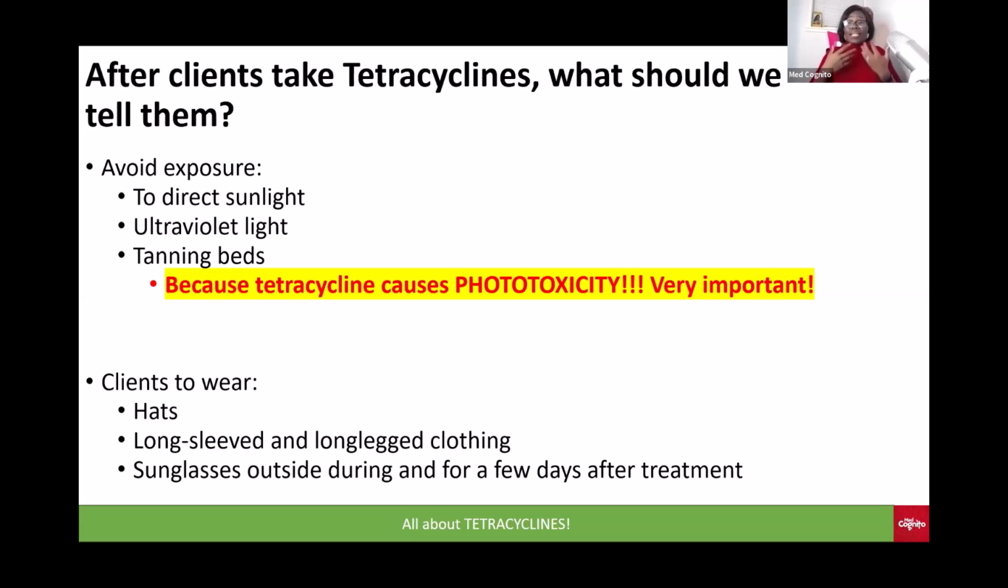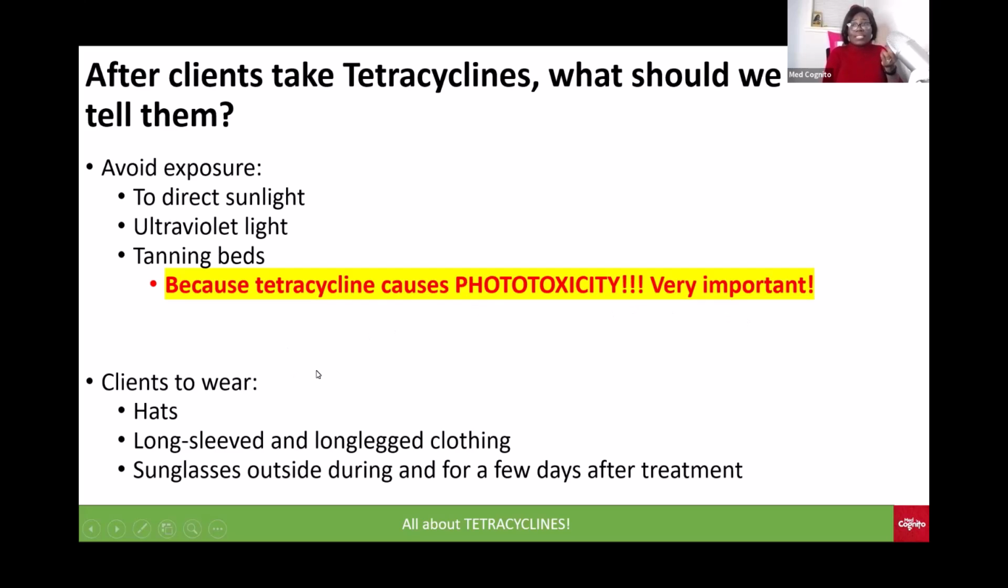It's going to make the skin sensitive to sunlight. So if the client is going to walk around in the sun for hours, then the client will be prone to getting sunburns. So clients should avoid direct sunlight, should avoid UV light, and should avoid tanning beds. Why? Because tetracycline causes phototoxicity. It makes the skin photosensitive. So this is very important, and do not miss this anywhere in your NCLEX questions.